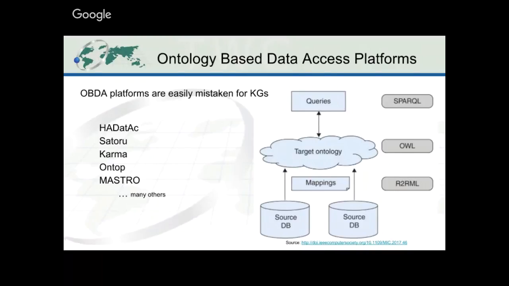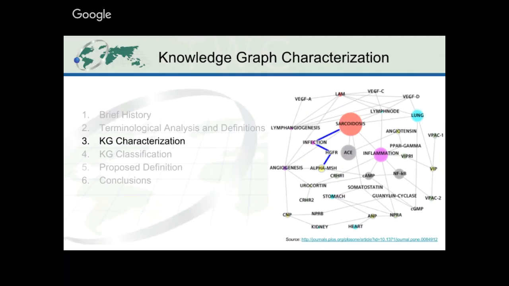So we can see from this previous discussion that it's pretty easy to confuse knowledge graphs with systems, platforms, and frameworks. And I think this is a good discussion because we think that these platforms that manage to create knowledge graphs are not knowledge graphs themselves, but we find in the literature many papers referring to ontology-based access platforms. And these platforms, in fact, in some way help create knowledge graphs. So next we'll discuss knowledge graph characterization.